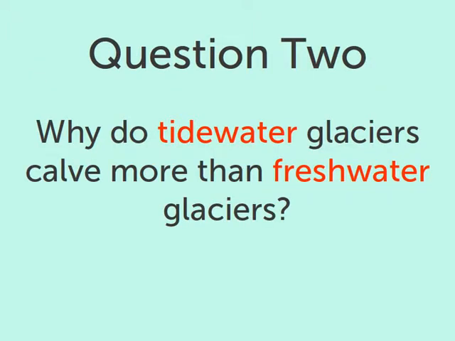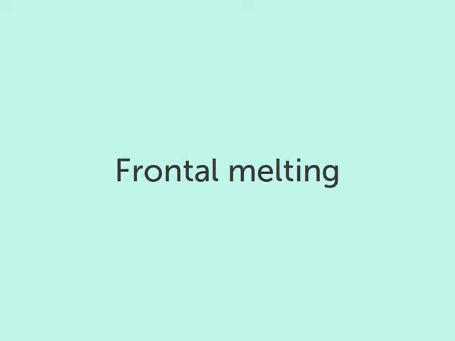So once again, you might say, well, this is a melting phenomenon, that there is a lot of salt in seawater, and salt tends to melt ice. There's no salt in fresh water, so the ice doesn't melt so much. So let's have a look at how frontal melting works.